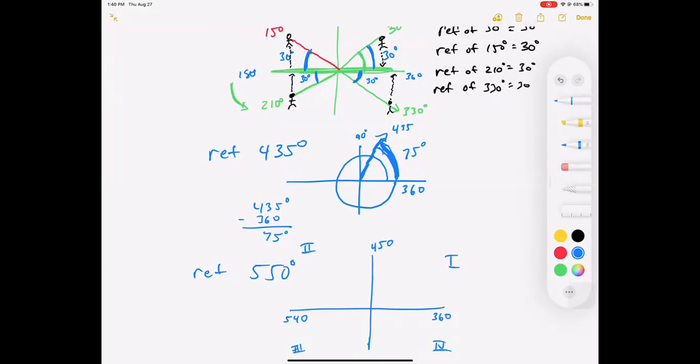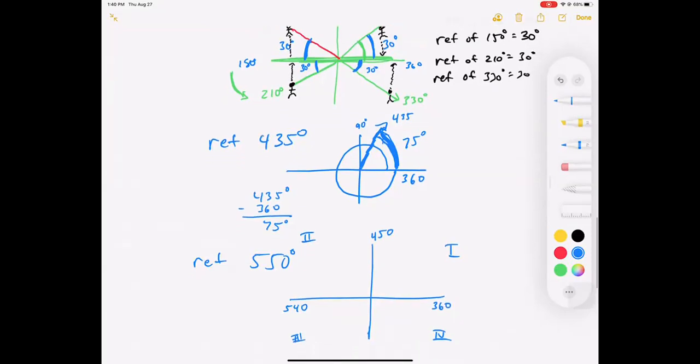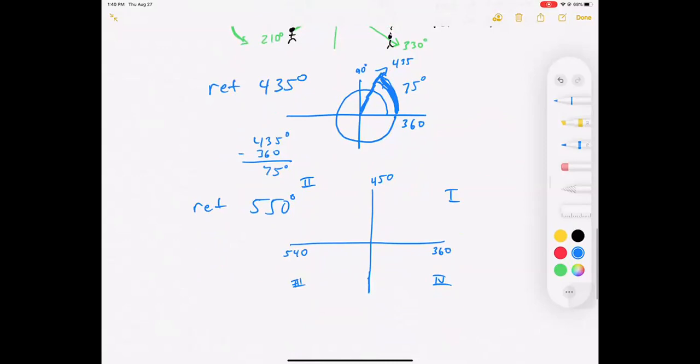I'm hearing quadrant 3. Because aren't we a little bit over 540? Yeah. All right. Let me draw that. 550. So how much over are we to crawl back up to horizontal? 10. I'm hearing 10. And it's not going to be negative 10. It's going to be positive 10. A reference angle is just the angle I need to go back to horizontal. And in this case, our reference angle is going to be 10 degrees. The reference angle for 435 is going to be 75 degrees.